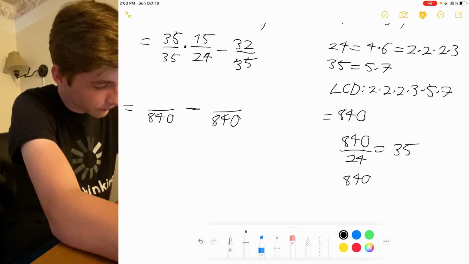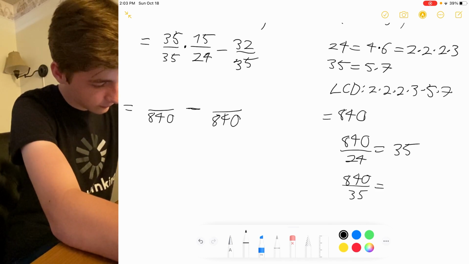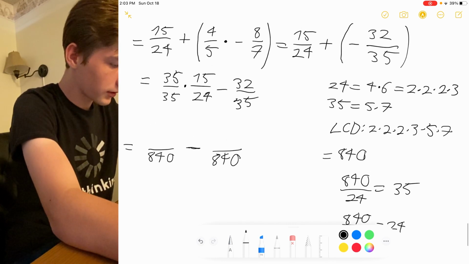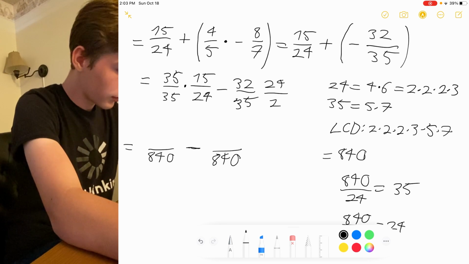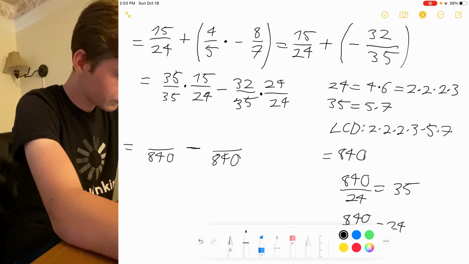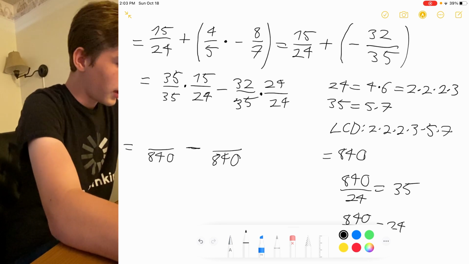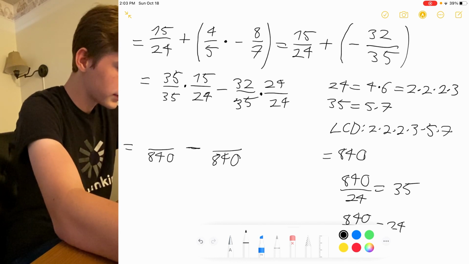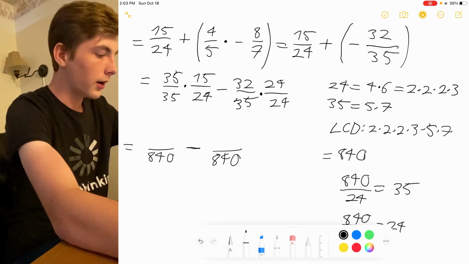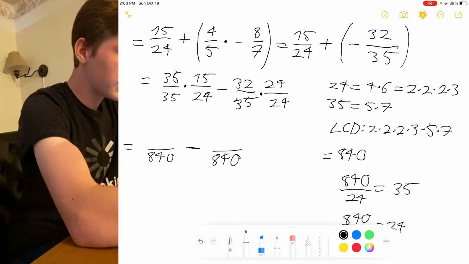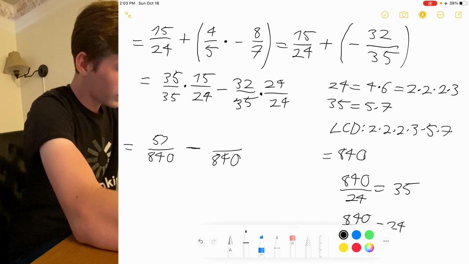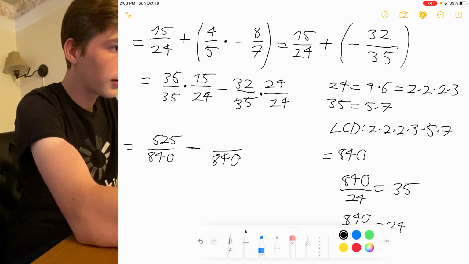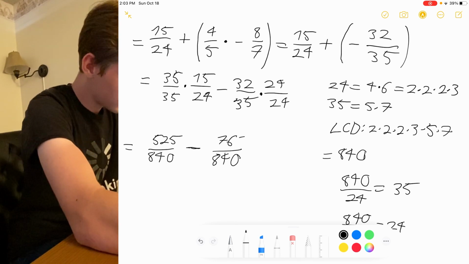So with 35, 840 divided by 35, that's going to be 24. And so up here, we're going to multiply by 24/24. And that's going to give us, okay, so we know the 35 and 24 on the bottom of both of these is just going to give us 840. 35 times 15 is 525. 32 times 24 is 768.